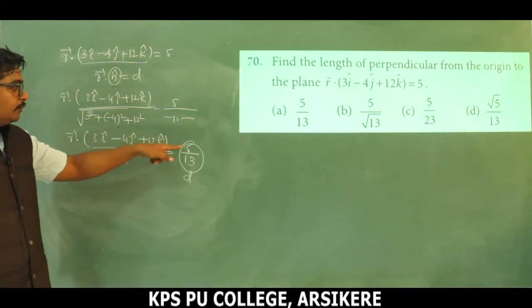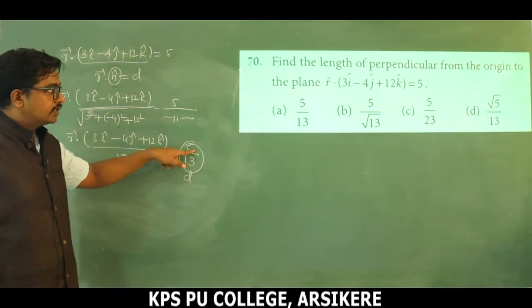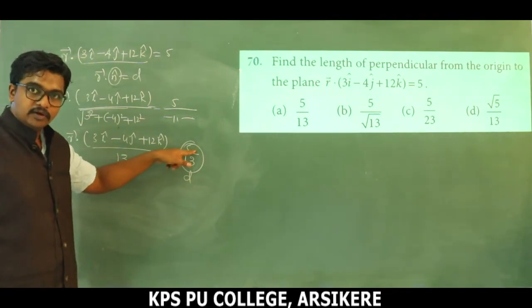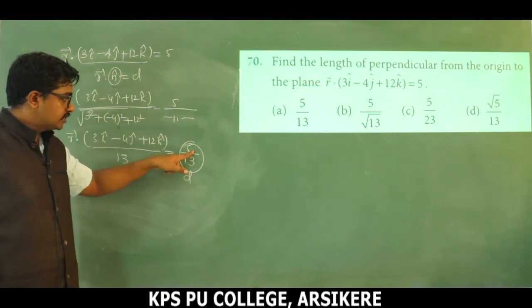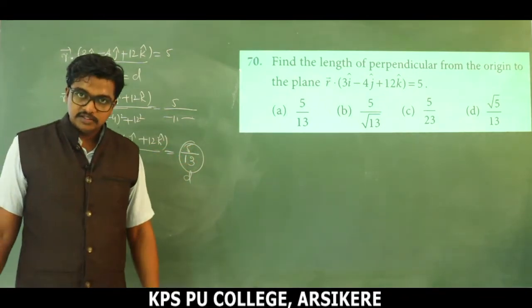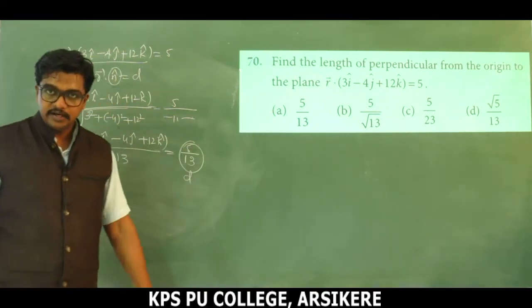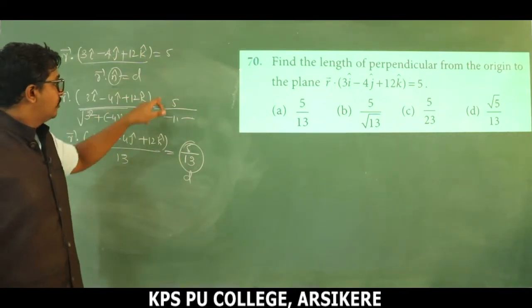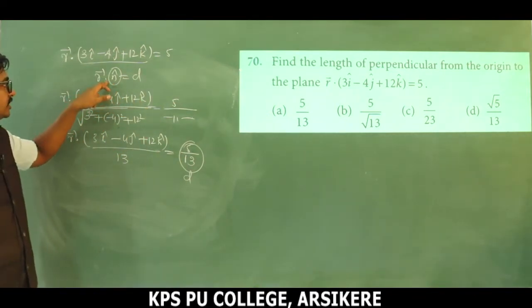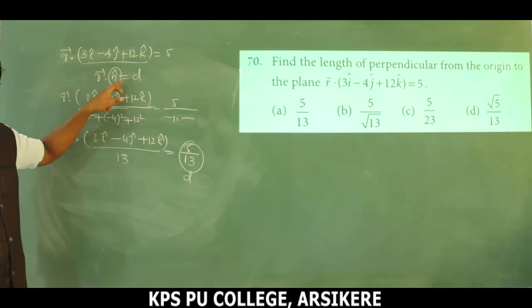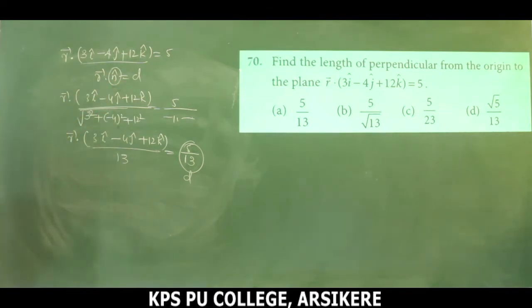The distance of the plane from the origin, or perpendicular length, or distance from origin to the plane, is 5 by 13. This is our answer. Option A is the right answer. We have to remember this one. We have to always reduce the given equation of the plane to vector r dot n cap is equal to d. Take a pause and note down.